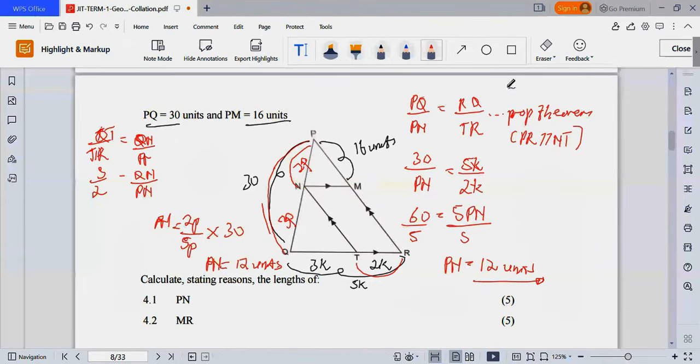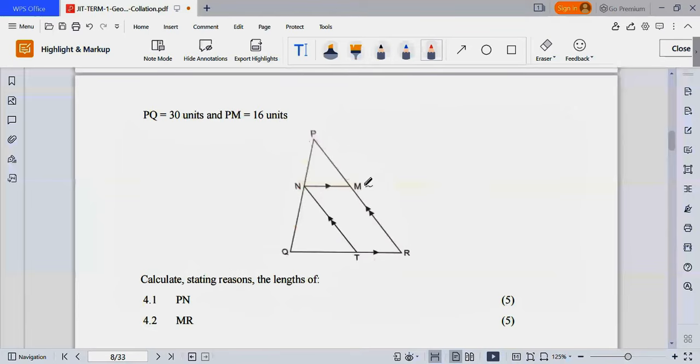Then MR, to calculate the length for MR. So where is our MR? This is our MR. But then remember, we've been given 16 units here. And then we found that this is 12. And then we found that this is 30 here. So now that we know that this is 30 and this is 12, we can simply subtract the two here. And then we get 18.